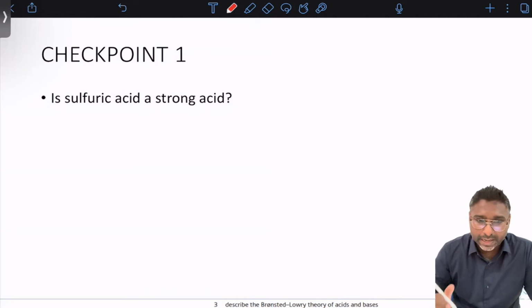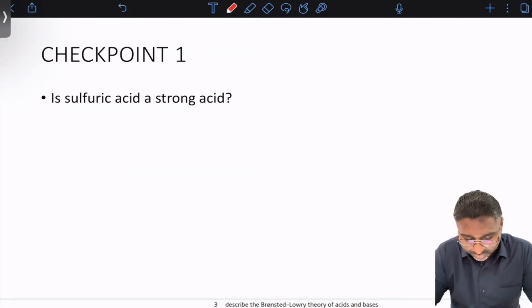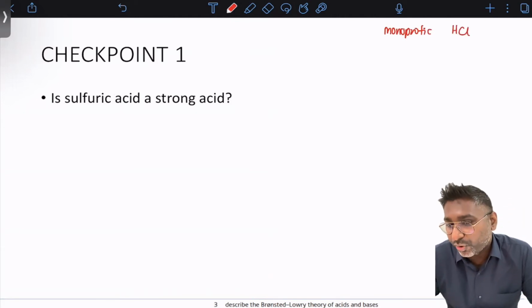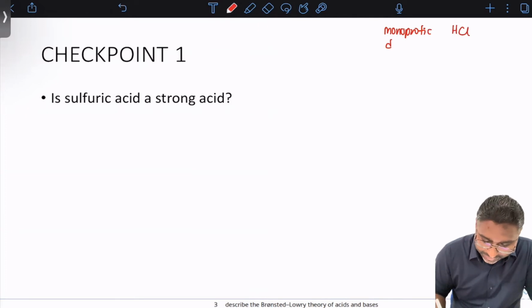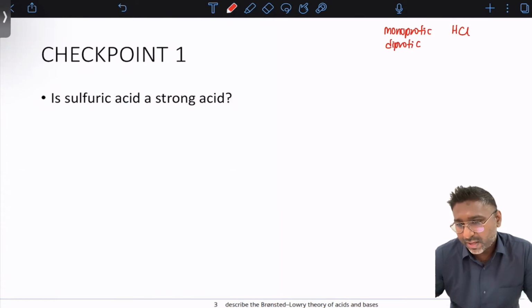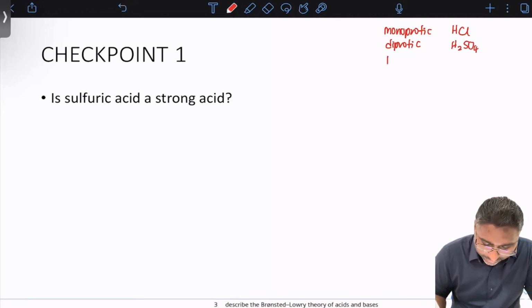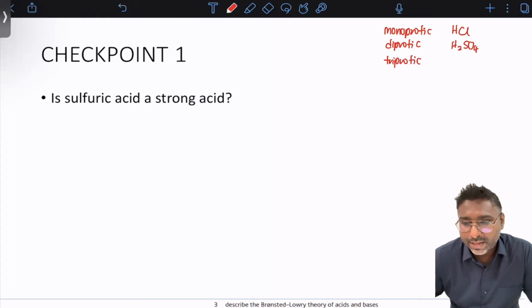But please remember one special thing about this strong acid, about sulfuric acid. This is outside of the syllabus. Acids can be divided into monoprotic acid. Monoprotic acid means the acid contains only one H plus, so HCl is a monoprotic acid. We also have diprotic acid, where the acid can have two H plus, for example H2SO4. We also have triprotic acid, where the acid can have three H plus.